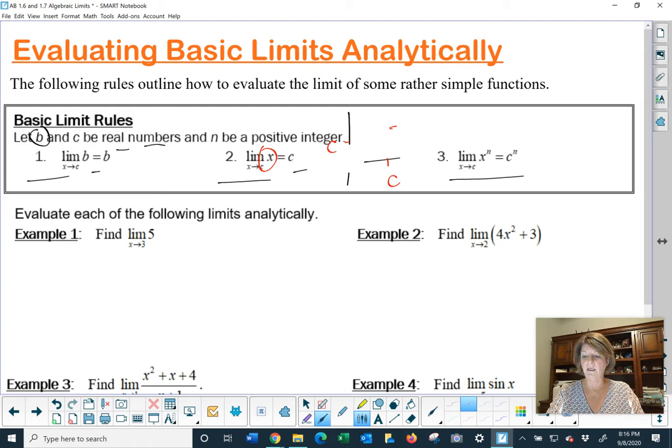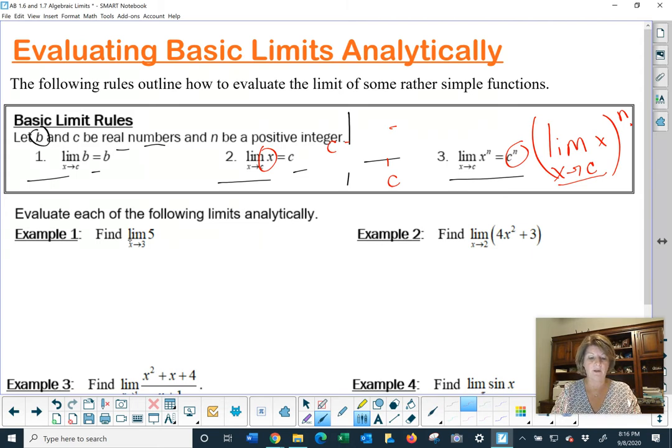And the last one is like you can take the limit as x approaches c of x raised to the n. So you can move that power outside, do the limit evaluation, and then apply the power, and you'll get c raised to the n. All right, so let's give it a try.